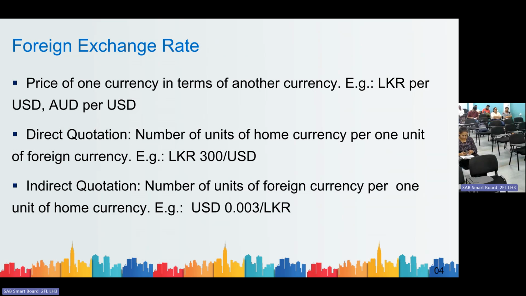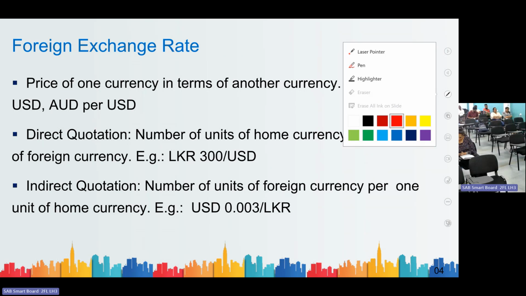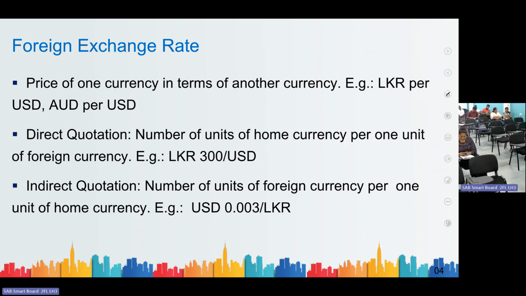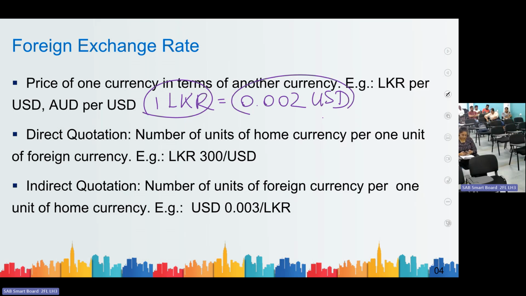Exchange rates: I think we introduced these two concepts in the previous session, direct quotation and indirect quotation. Simply, the foreign exchange rate is the price of one currency in terms of another currency. It's simply like the price of a commodity. The price of one Sri Lankan rupee in terms of USD, let's say one LKR equals 0.002 USD. This is the price of Sri Lankan rupees in terms of USD.